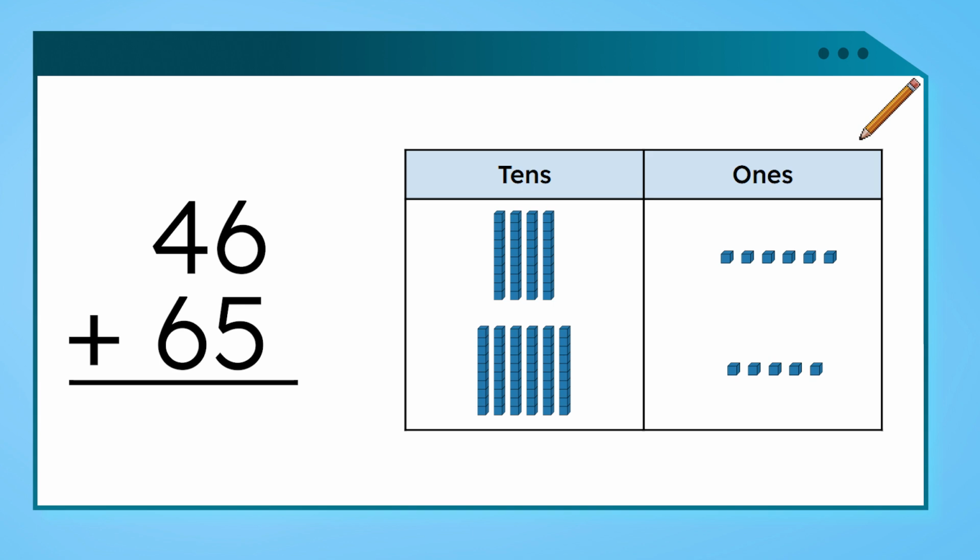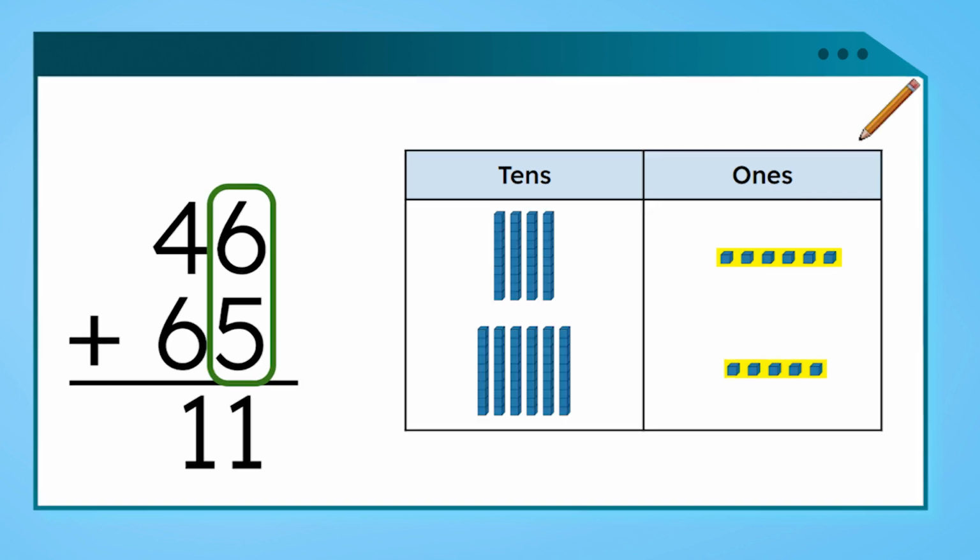Yes. Remember, with addition or subtraction, we'll start with the smallest place value, the ones. We're adding 6 ones plus 5 ones. How many total ones is that? 11. That's right. But 11 is too many ones to keep here. Do you remember what to do if we have 10 or more?